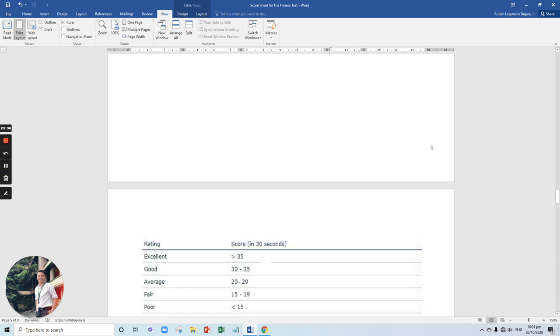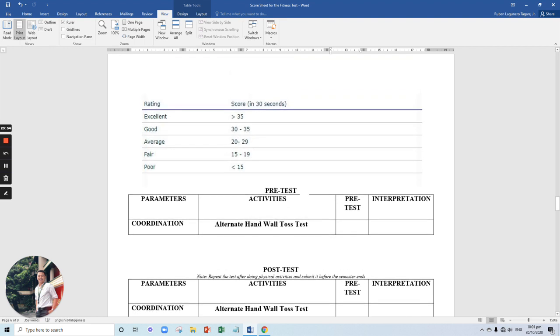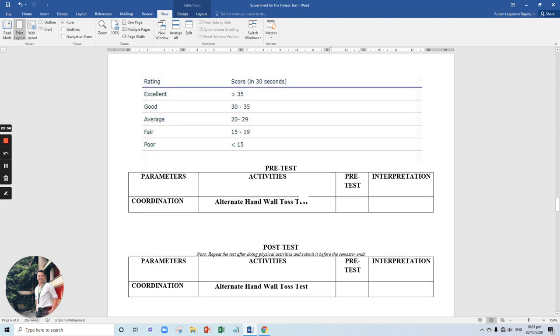Then we have the coordination. We have the alternate handball toss. Kapag walang bola ng tennis ball, kahit na anong alternative na lang na bola. Basta at least yung makatch nyo lang siya. Yung kasing liit lang din ng tennis ball. Okay? So, hindi talaga required bumili guys na maging practical tayo these times. So, kung pwedeng humiram lang kayo.